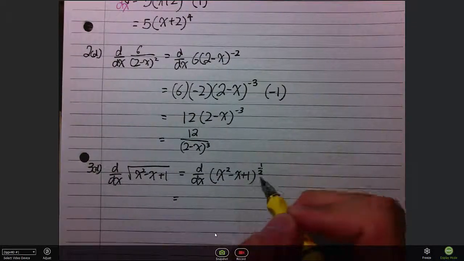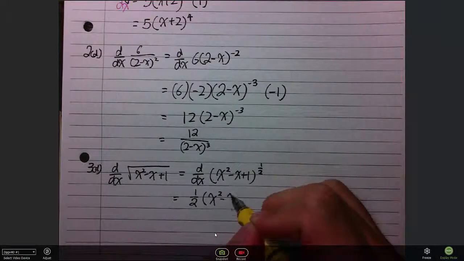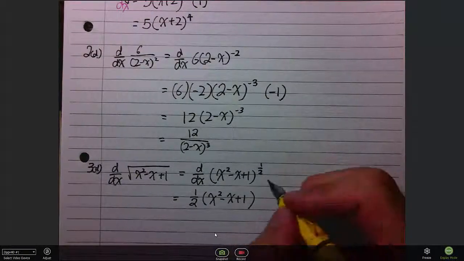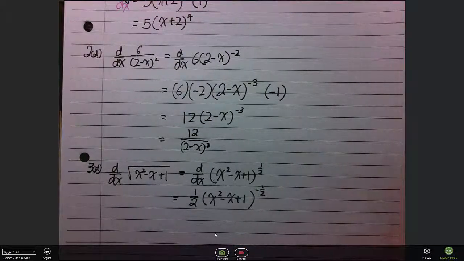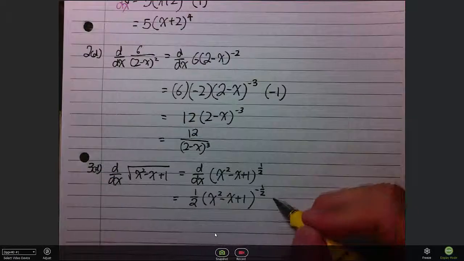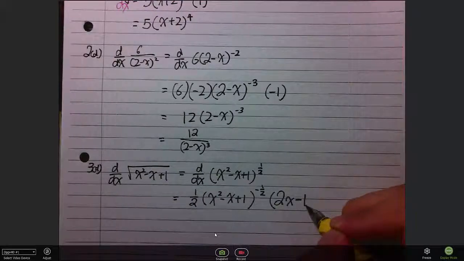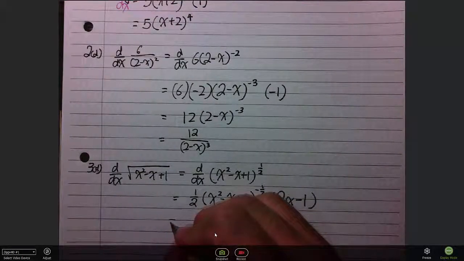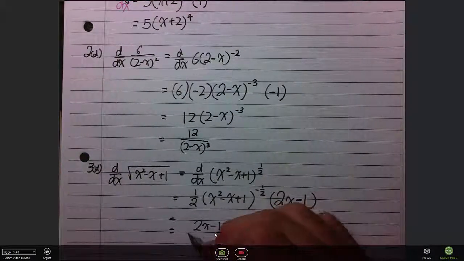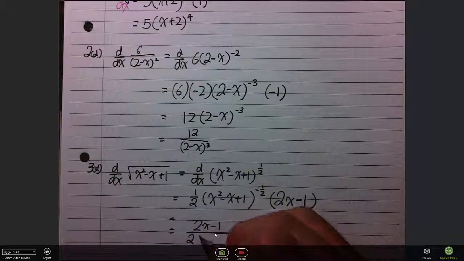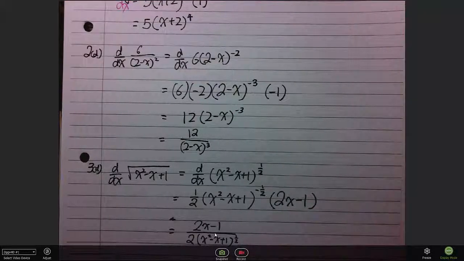First step, when you differentiate, bring down the half as per normal. You get (x squared minus x plus 1). Don't forget to minus 1 here. Half minus 1 is negative half. Then, next part, we have to differentiate the brackets. x squared minus x plus 1 gives me 2x minus 1. So if I simplify everything, I'll get (2x minus 1) over 2 times (x squared minus x plus 1) to the power of half.